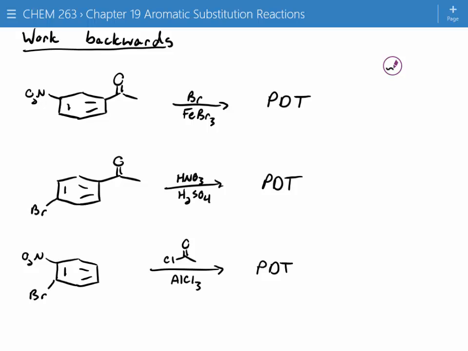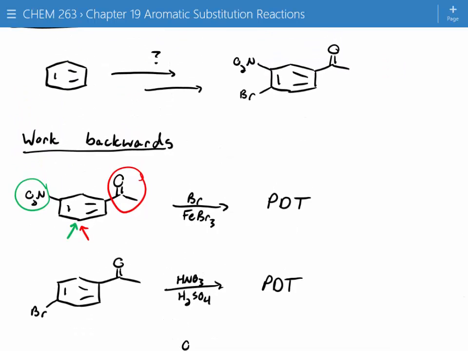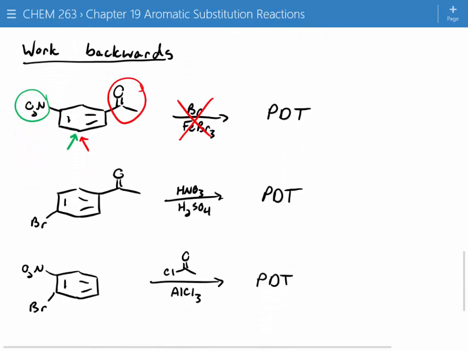We have to pay attention to directing groups, right? So let's take a look at this nitro group. Is it going to favor ortho, para, or meta? It's going to favor meta, which the only meta position available is right there. What about this guy? Where will it favor? Meta. It's also electron withdrawing, and the only meta position is available there. Do we want our bromine installed in that position? No. We want it installed right here. So in this case, that reaction's kind of out of the question. We're not going to get the correct regiochemistry for that. All right, now let's do the next one.